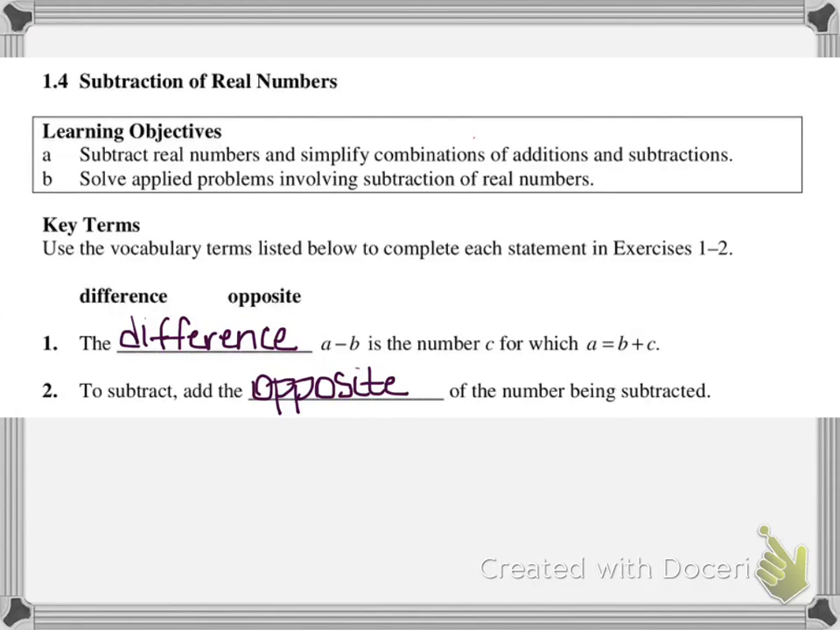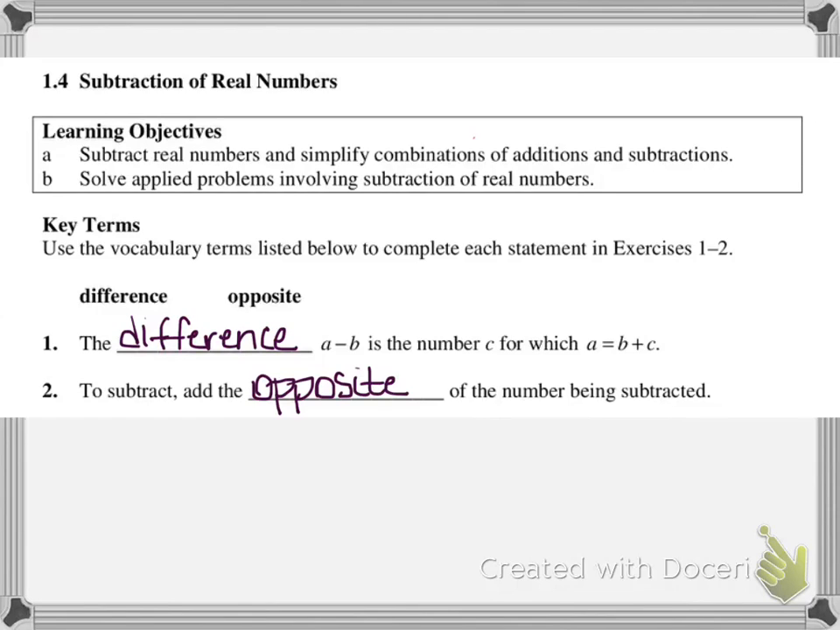Now let's look at subtracting real numbers. The difference, a minus b, is the number c for which a equals b plus c. And to subtract, add the opposite of the number being subtracted. And that's the most important thing to remember.